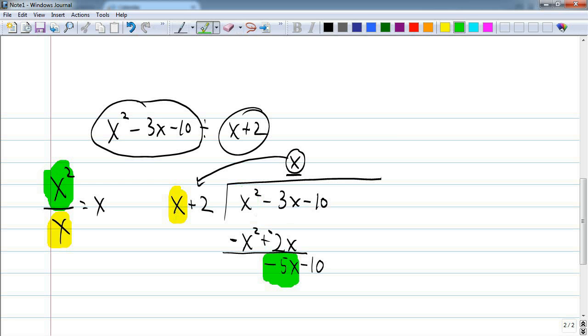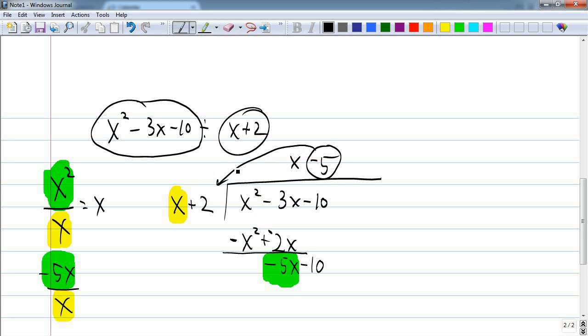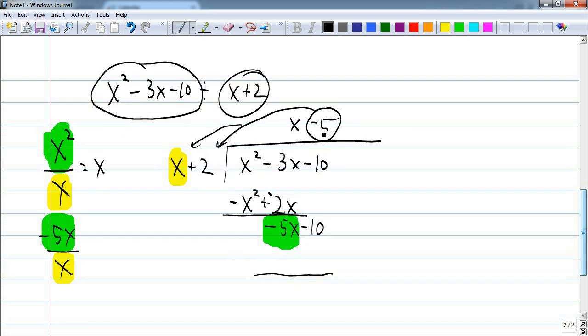So I do negative 5x divided by x. Dividing these out, I get negative 5. And then I once again repeat this process, but I now distribute this negative 5 over my divisor and write my result under the dividend. So negative 5 times x is negative 5x. Negative 5 times 2 is negative 10.